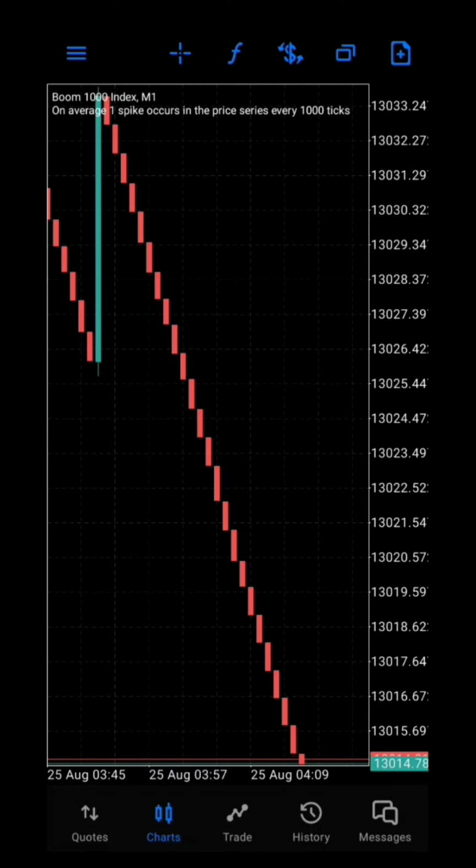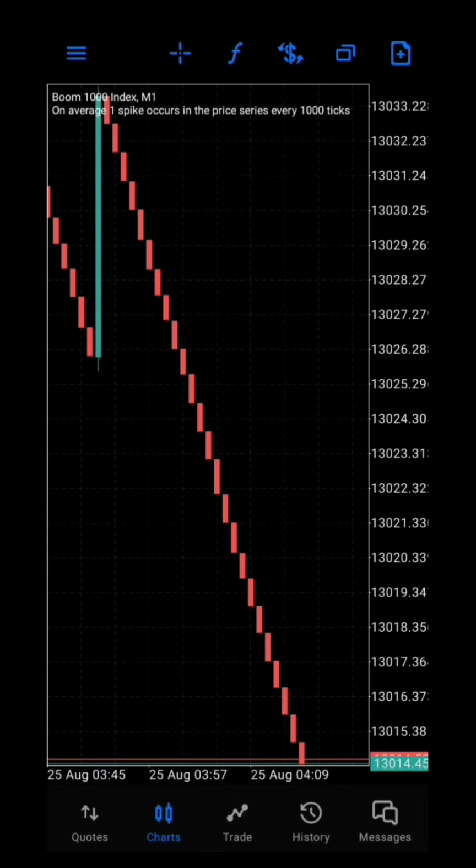Some strategies work perfectly on boom and crash, and when you try to use them on volatility or step index, other indices, it's not working fine. So I'm going to teach you how the strategy works on boom and crash, and how it works on volatility. So if you decide to trade volatility, you know how to use it. If you decide to trade boom and crash, you know how to use it. Not everyone loves to trade boom and crash, but I am a lover of boom and crash.